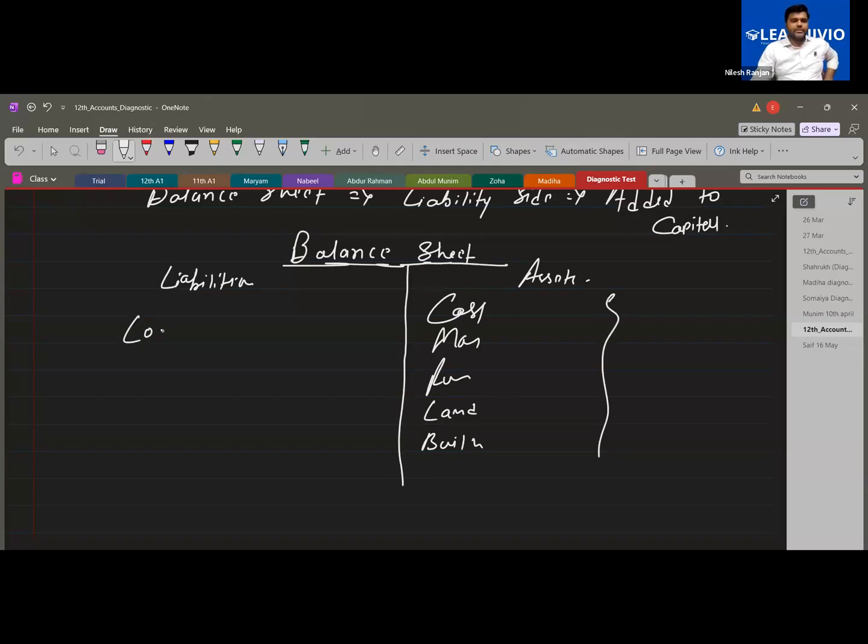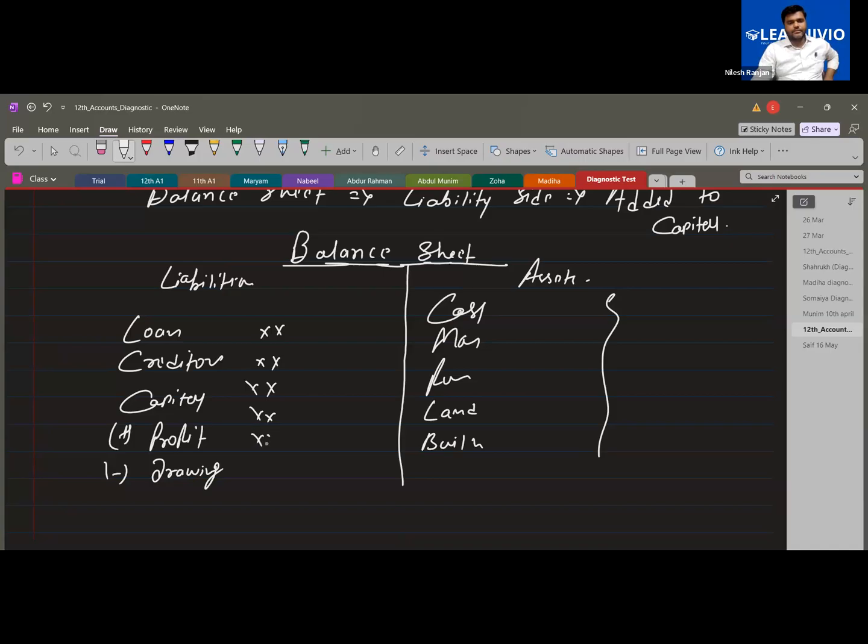Then in the liability side, if there is any loan, creditors, capital, in capital we have to add net profit. In capital we have to deduct drawing. So all these items are written in balance sheet liability side. After writing capital, we add net profit, we deduct drawing, the final amount is written in outside amount column. In asset side, all the items are written.